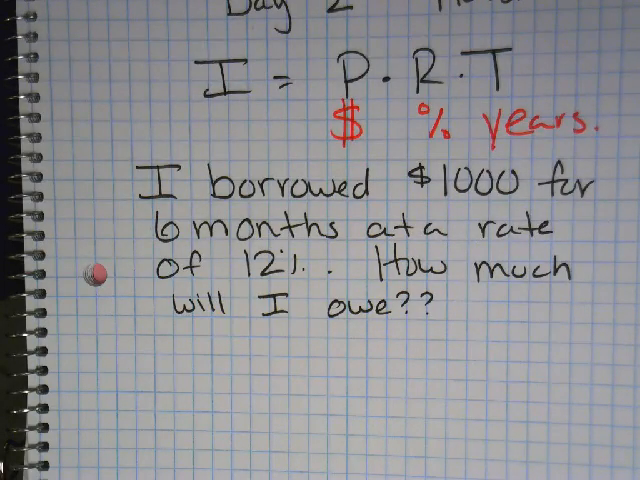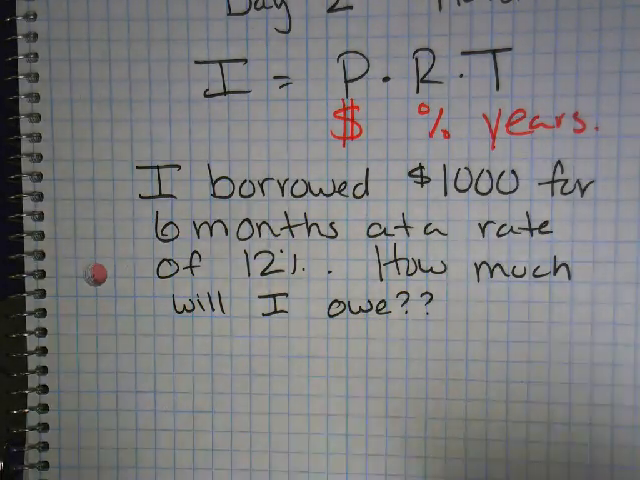So when I'm doing it on the calculator, can I just type in 1,000, 12%, and just type in 6? No, because if I just type in 6 on the calculator, what does that mean? What does that 6 mean? Years. Did it take me 6 years to pay this? No.